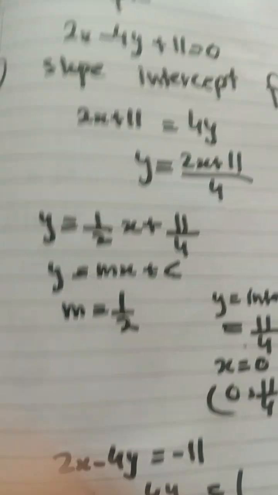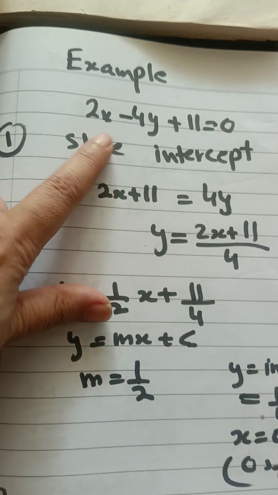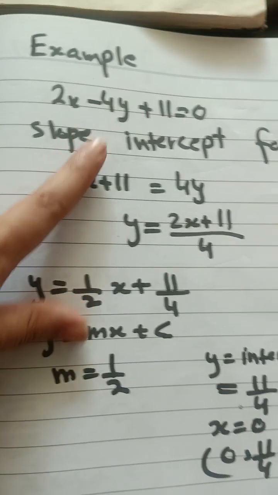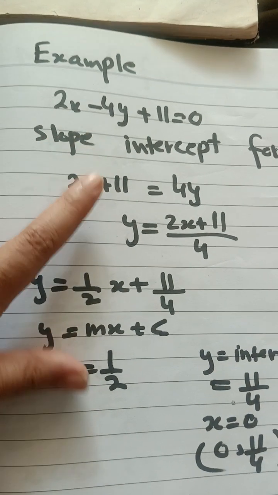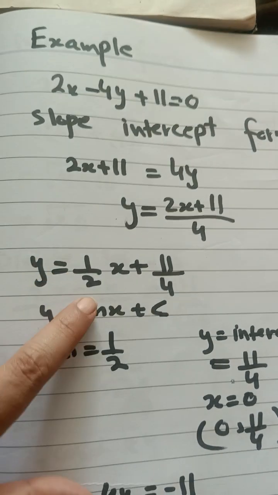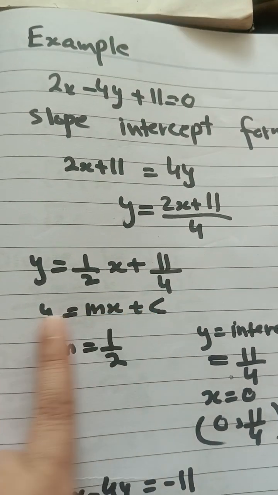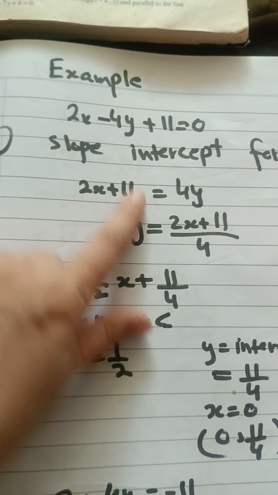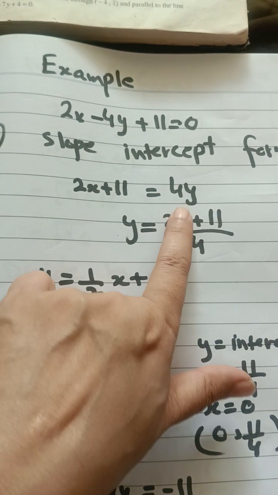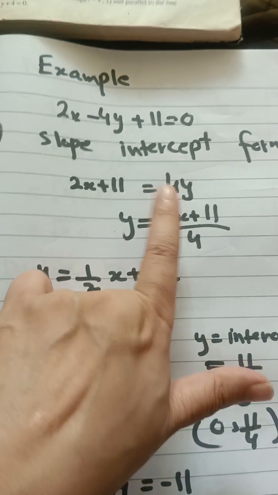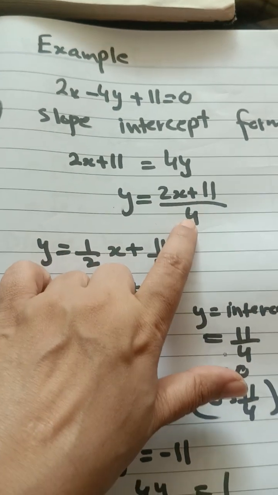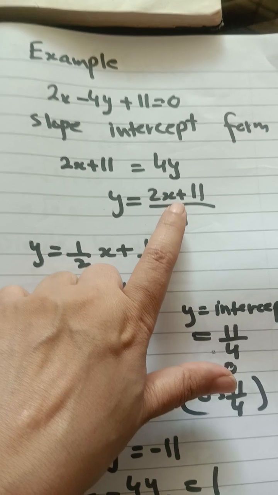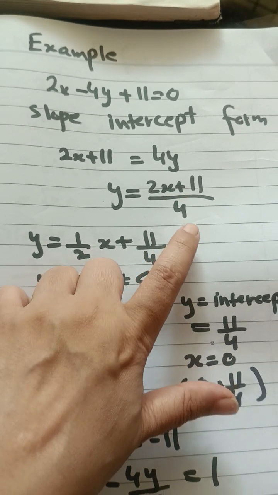How do we calculate all forms? This is the question. I have taken the first part, 2x minus 4y plus 11 equals 0. We will calculate all forms. First of all, the slope intercept form, y is equal to mx plus c. This is the form. We have to isolate y in this equation. We will take minus 4y to the other side. Minus 4y will become plus 4y. We divide by 4 and this will become 2x plus 11 over 4.